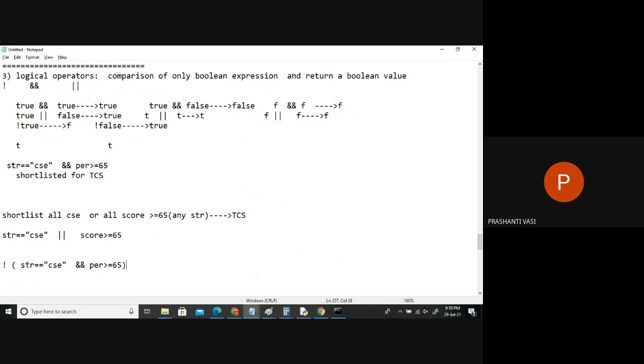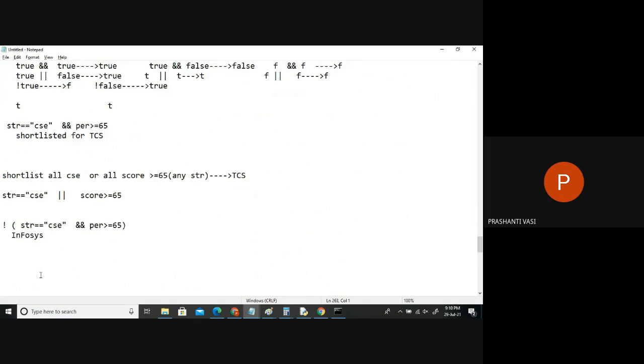Who are not CSC and more than 65? They are all applicable for which company, right? Infosys. Clear? So just by writing NOT in front of an expression, if it is true, we are not selecting. If that is false, we are selecting that. So NOT must be true for this criteria, only then we are going for this company. So NOT is a unary operator.